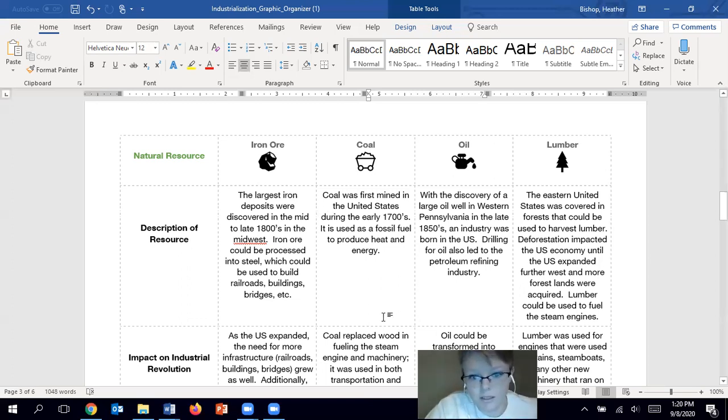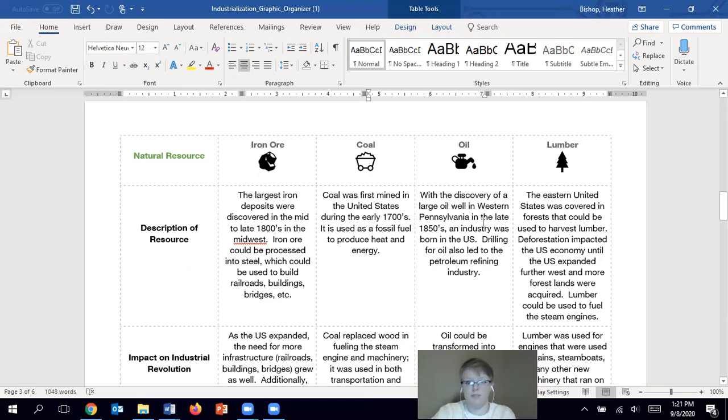Coal is going to replace wood to fuel steam engines. So steam engine boats, steam engines like the trains, any kind of machinery that runs these large industries, a lot of them use coal. So that's going to be huge for the impact on the Industrial Revolution.